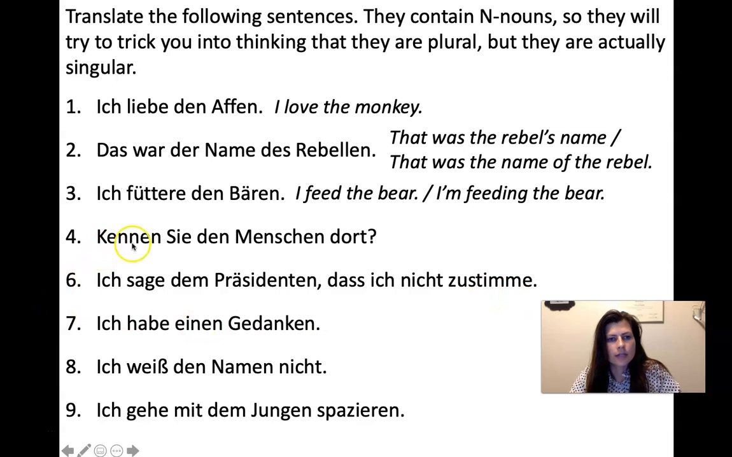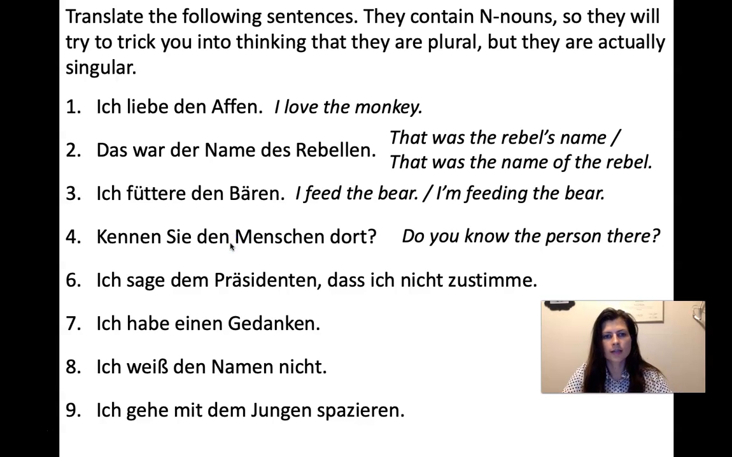So, kennen Sie den Menschen dort? This is the same thing where it's got this en, so it looks plural, but you can tell that this is actually the accusative masculine singular. So the article is telling you that it's still just one person. Kennen Sie den Menschen dort? Do you know the person there?